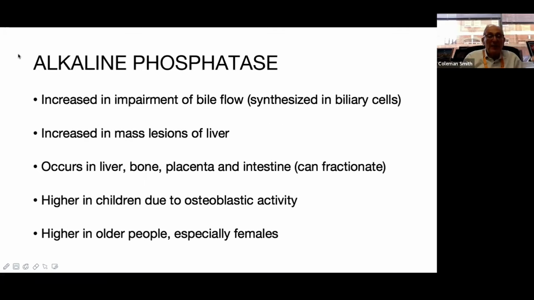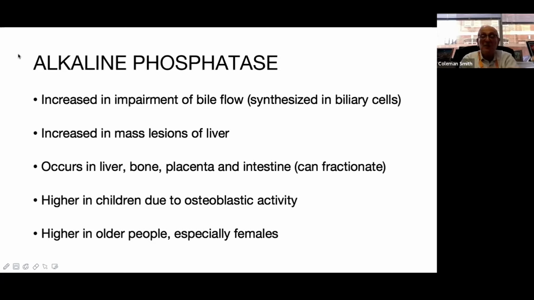Next enzyme to talk about, alkaline phosphatase. This is increased in impairment of bile flow. It's also increased in mass lesions of the liver. If you've got metastatic disease or something else in the liver, part of that is because the mass will usually compress bile ducts in the vicinity.